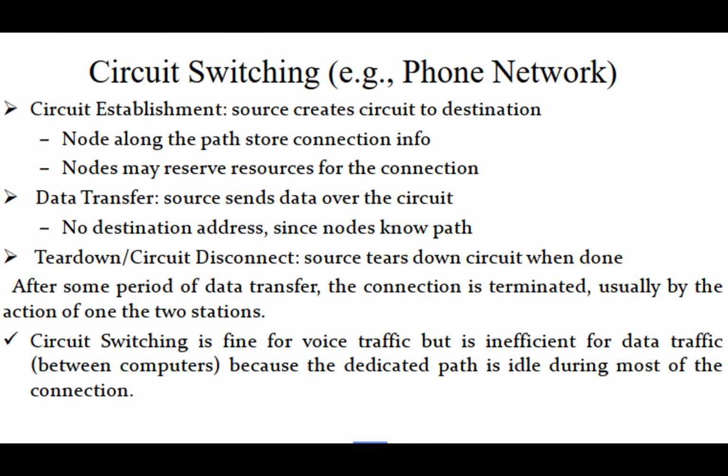Circuit switching. Example: phone network. Circuit establishment: the source creates a circuit to the destination. Nodes along the path store connection info. Nodes may reserve resources for the connection data transfer. The source sends data over the circuit. There is no destination address, since nodes know the path. Teardown or circuit disconnect: the source tears down the circuit when done. After some period of data transfer, the connection is terminated.